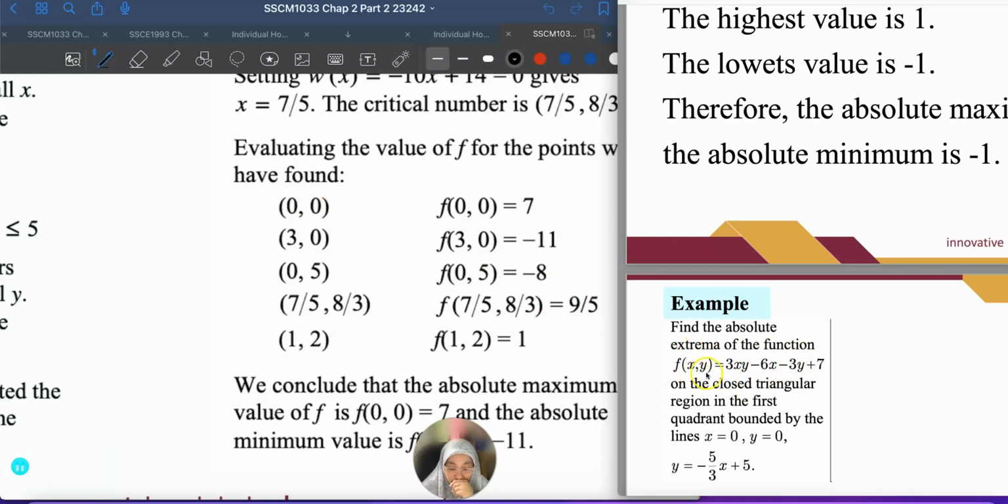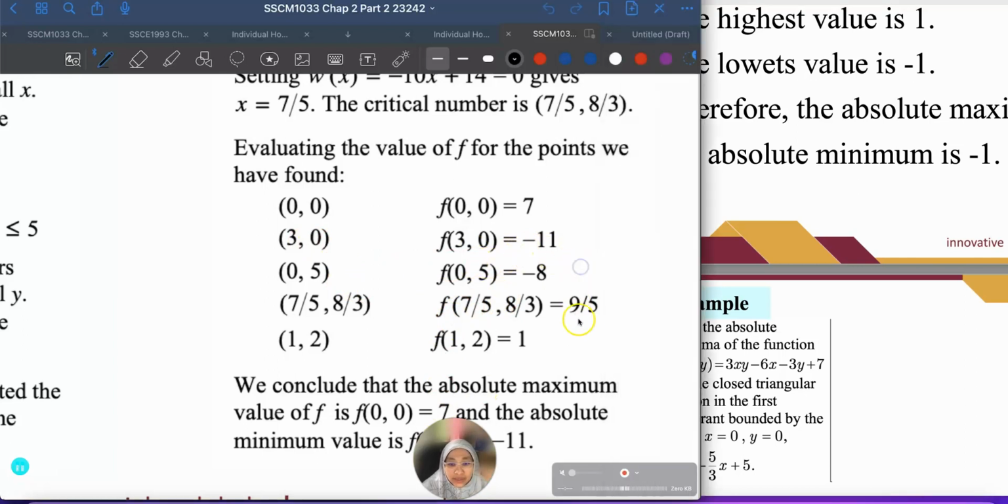So at (0, 0) the function gives you 7, and at (3, 0) will give you negative 11, and so on. And then you have to compare which one is the highest one. The highest one is 7, so 7 is the absolute maximum. So the absolute maximum value is 7, where it happened at (0, 0). That's how you can also justify the point and also the value here.